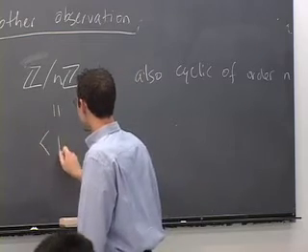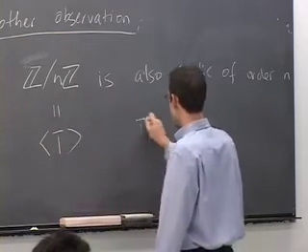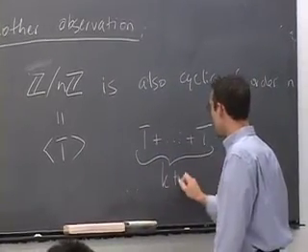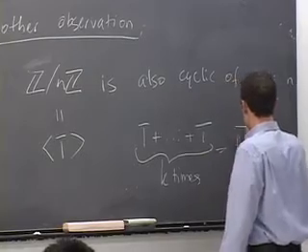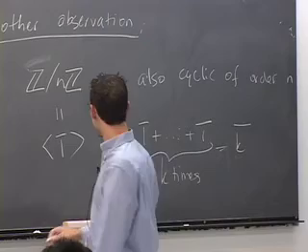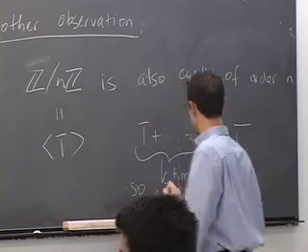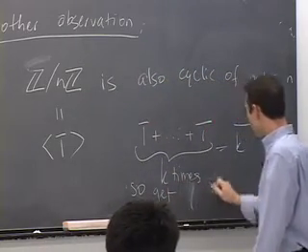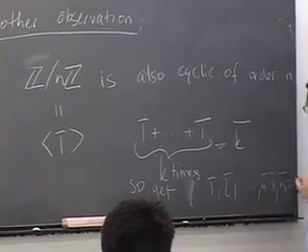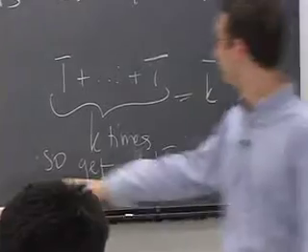Of course, this is just generated by 1 bar, because if I add 1 bar to itself k times, then this thing is just k bar. So I get all of 1 bar, 2 bar, up to n minus 1 bar, and n bar, which is just 0 bar.